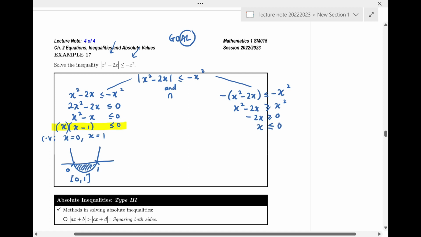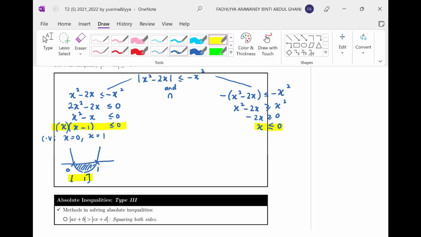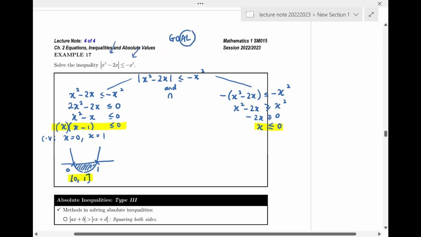Okay, so this one we don't have to draw anything because this is just a linear inequality. So we just need to highlight the answer. Okay, then we have the answer already. The answer for the first one is from 0 to 2. Oh, sorry. From 0 to 1. Yeah, 0 to 1.